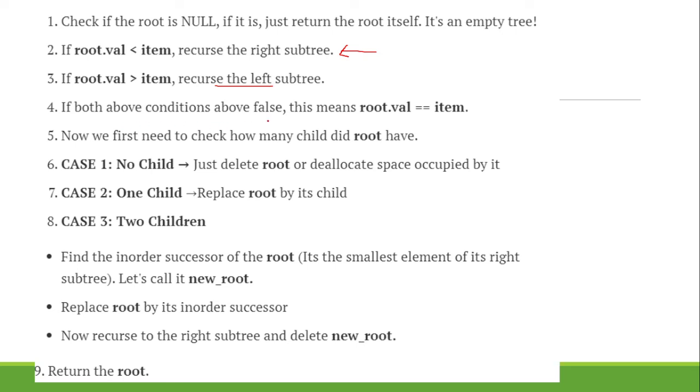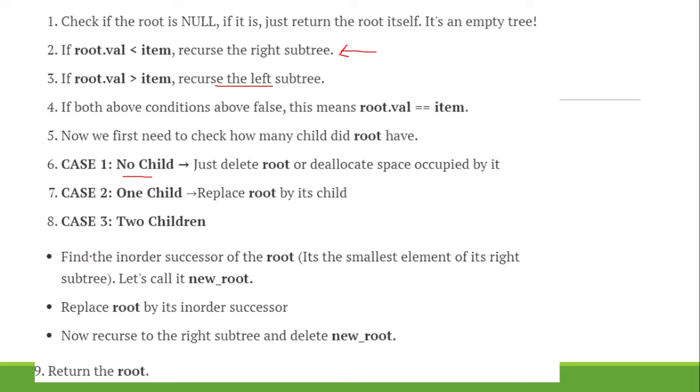If both conditions are false, that means the node we are currently at is the node with the item to be deleted. So we have to perform the deletion steps. Case 1, the node has no child, so directly delete that node. It is a leaf node, so no more complications. Just delete that and deallocate the space occupied by it using the free function. Case 2, the node has one child. If the node has a single child, replace the root by its child. That means the child of that node will be connected to its grandparent.